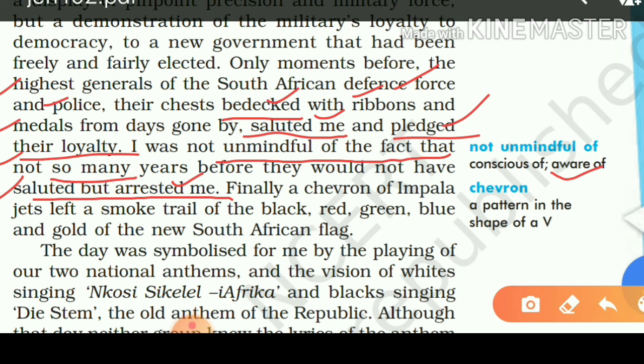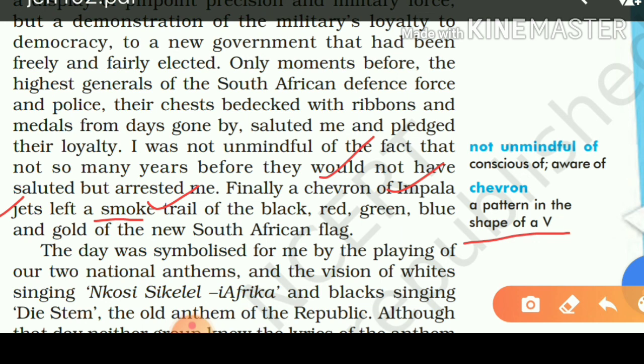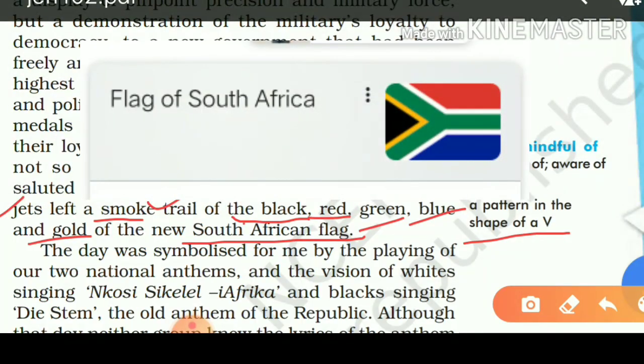Finally, a chevron of Impala jets left a smoke trail of the black, red, green, blue and gold of the new South African flag. Now he says, finally, a chevron of, chevron means what? A pattern of V. A shape of V is made by the Impala jets, and they left a smoke trail. And this smoke was colored. How? It was colored with the black, red, green, blue and gold colors of the South African flag. Have you seen the South African flag? It is somehow like this.